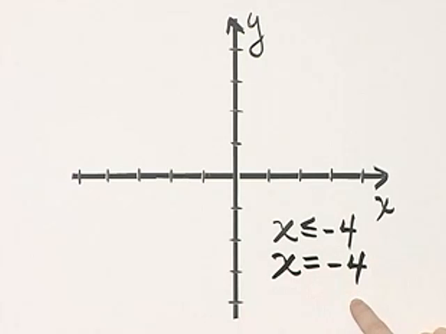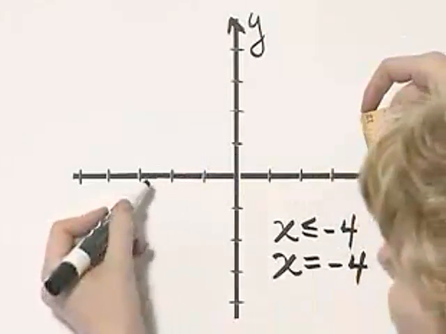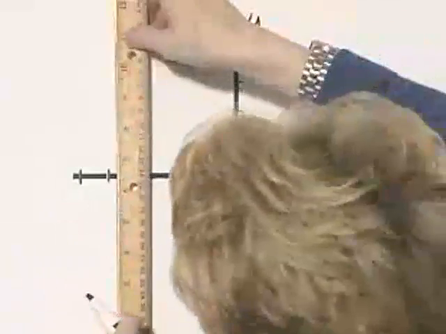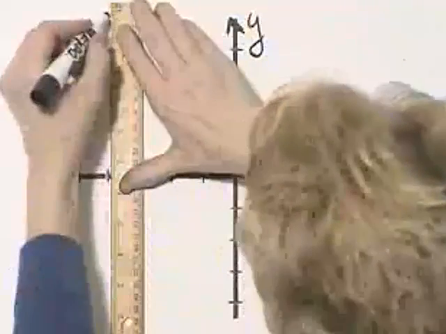I don't believe we should need to plot ordered pairs here. We should know by now that this is a vertical line, and it's a vertical line that goes through -4 on the x-axis. So let's graph our boundary line, -1, -2, -3. Here is -4, so I'm drawing a solid boundary line.